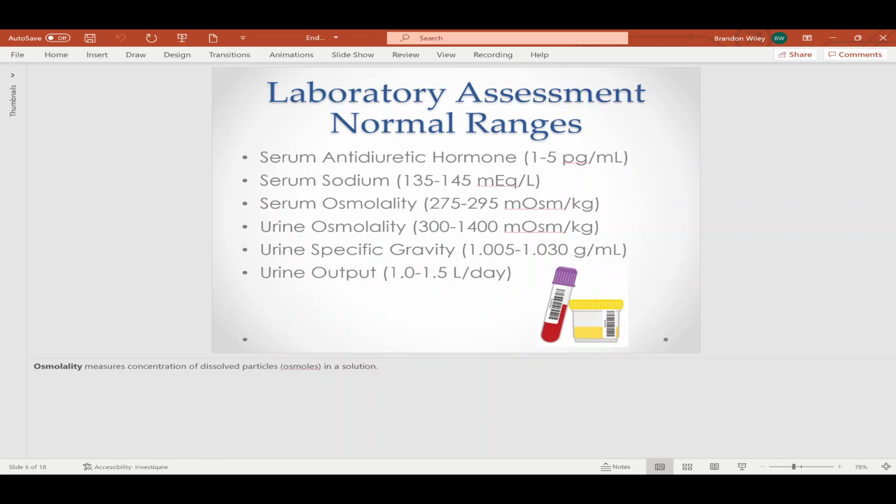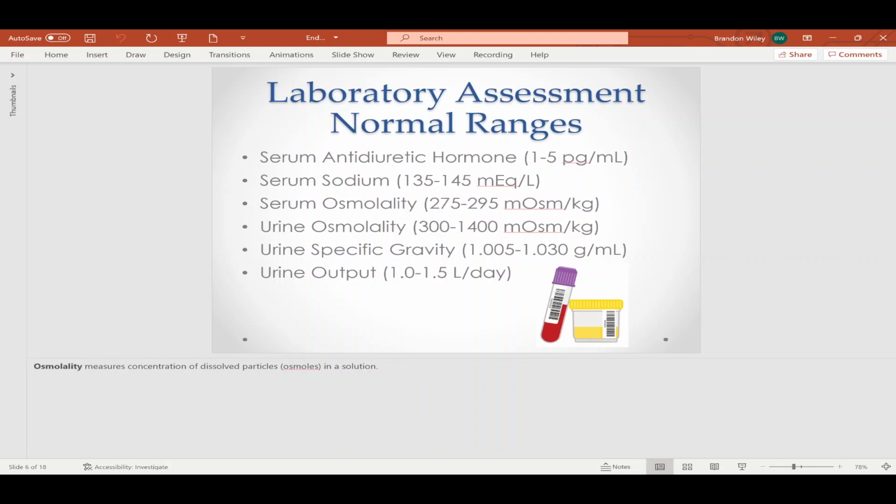All right, so these are some normal ranges. These are what we're going to be talking about. So we have our serum, which is just your blood, and then your urine. So your serum antidiuretic hormone, your normal lab value is 1 to 5. Your serum sodium, you should know these, is 135 to 145. Your serum Oz, again, I'm shortening osmolality to Oz. That's also what you're hearing in the clinical setting. 275 to 295.